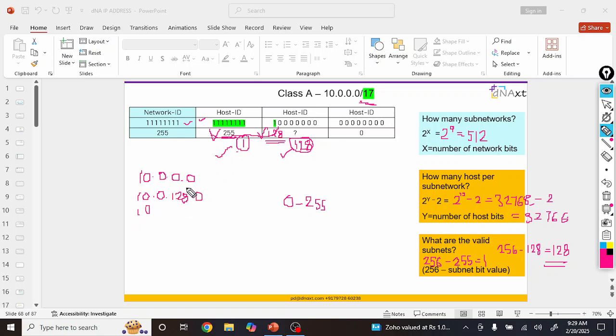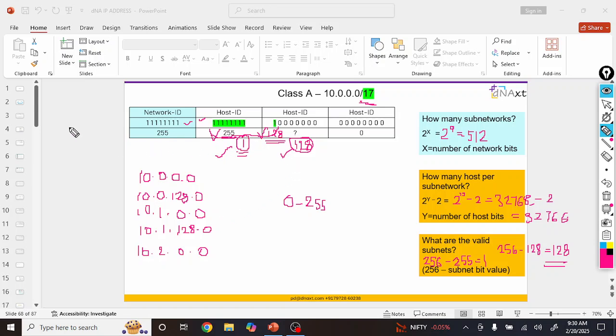So since the next increment of 128 is not possible in the third octet, we will do the increment in the second octet while writing the next subnetwork. And the increment in the second octet is 1. So 0 plus 1 is 1, and here it will be 0.0. Then 10 dot 1 dot 128.0. Now here you can do the increment of 128. Now again you cannot do the increment of 128 over here, so it will be 10.2.0.0, 10.2.128.0, 10.3.0.0.